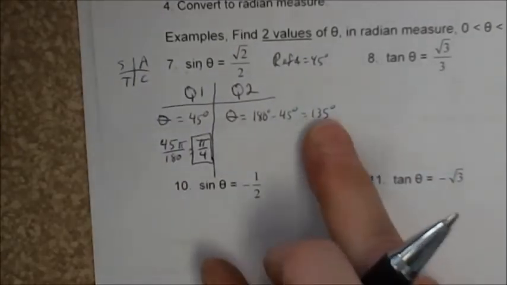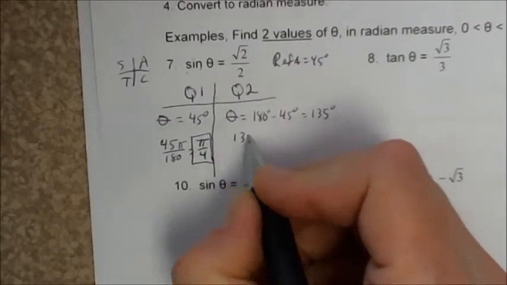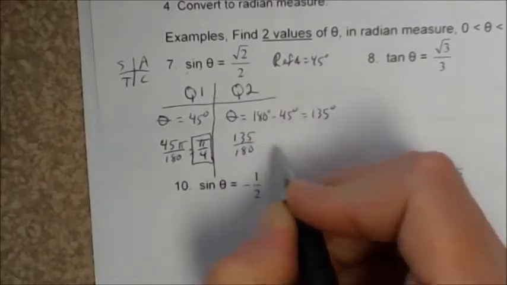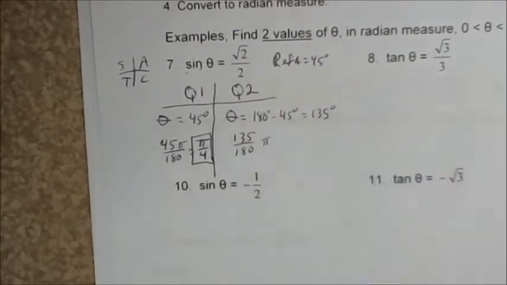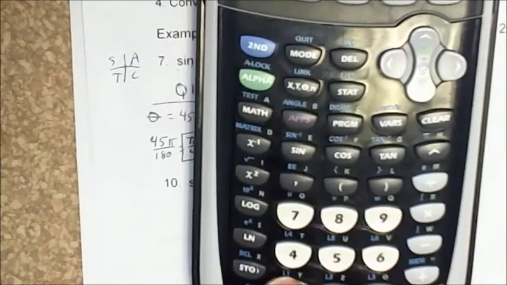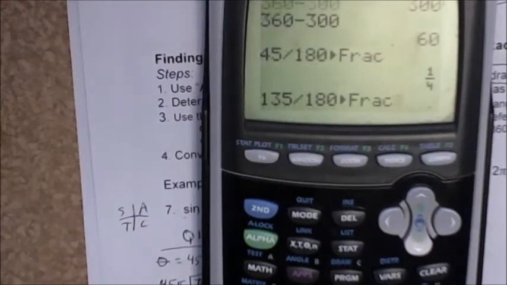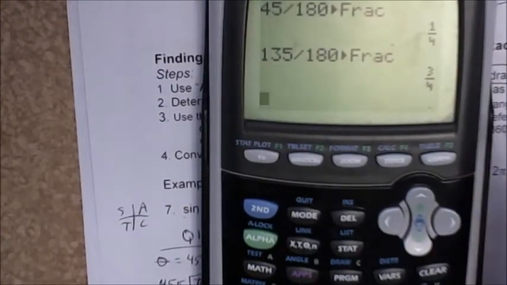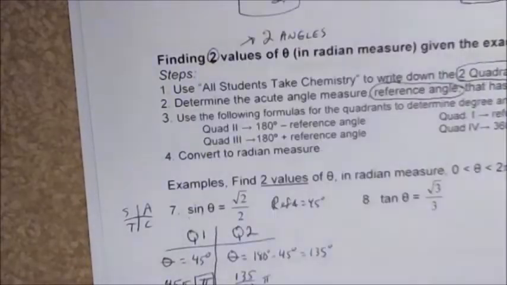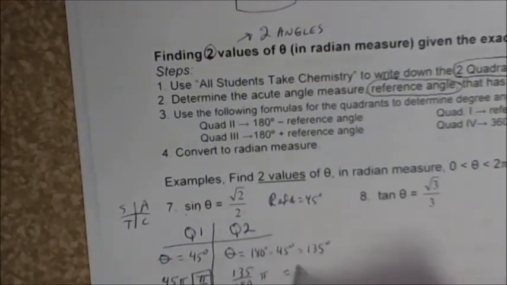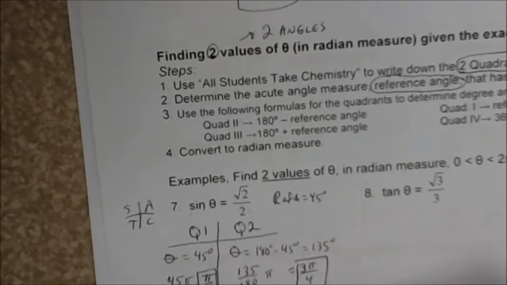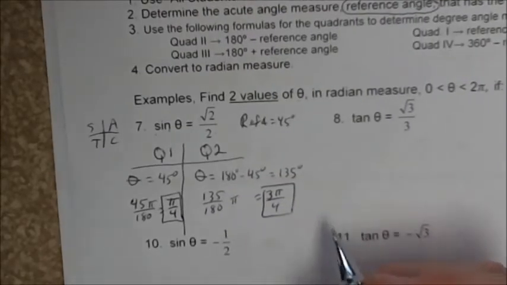In quadrant 2, we're going to do 135 divided by 180, math frac, and then we're going to put a pi in the numerator. So 135 divided by 180, this is how you convert from degrees to radians, math frac, and you're going to get 3/4. And now what you're going to do is just put a pi up on the top, and it's 3 pi over 4. So now we have our two answers, pi over 4 and 3 pi over 4. That's the end of that problem.